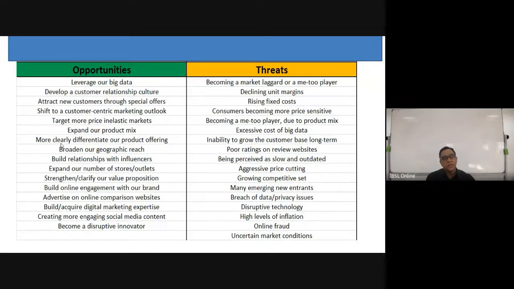Then only can you position your product very easily, efficiently and effectively in the minds of the customers, in the minds of the desired customers. Broaden our geographic reach. You can open more branches locally, regionally. Build relationships with influencers. If you have not done it until now, there are types of influencers in the media: in the digital space you have influencers, and in the normal mass media also you have influencers.